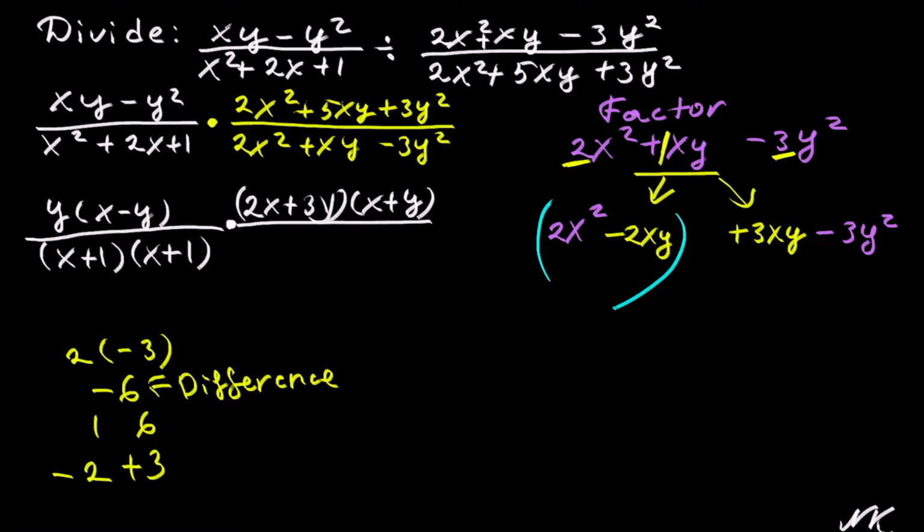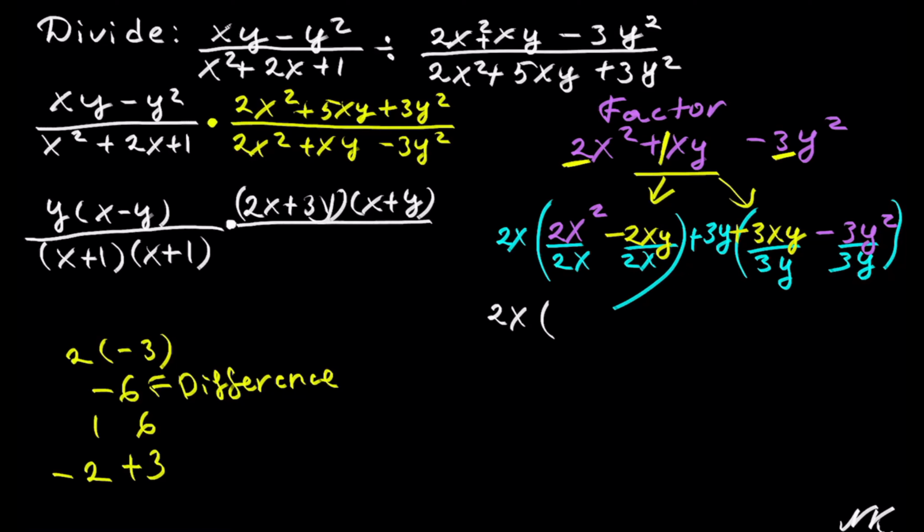The first two terms are 2x squared minus 2xy. Both of these can be divided by 2. We can also divide them by x evenly, so we have 2x on the outside. The other two terms are 3xy minus 3y squared. We can divide each of them by 3, and y also goes into them evenly, so we get plus 3y on the outside. This simplifies into 2x times 2x squared divided by 2x.